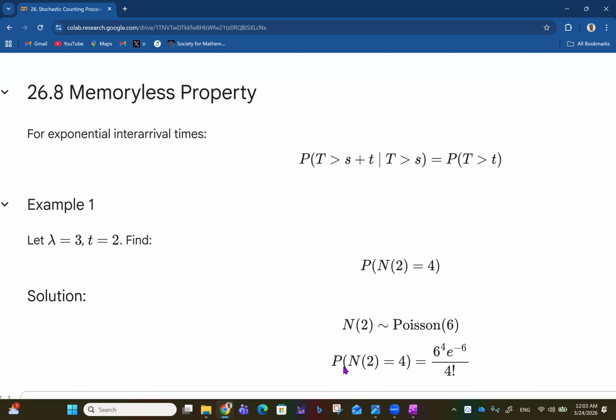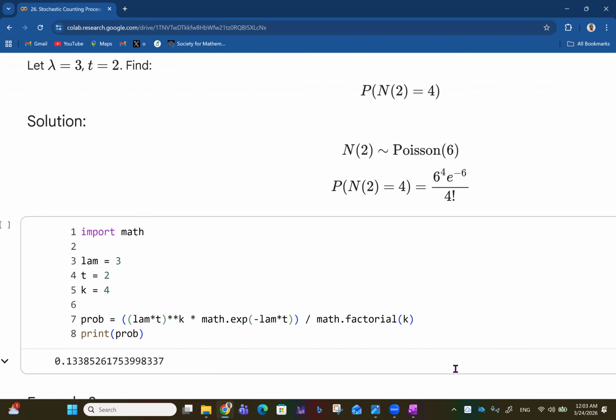So P of N of 2 equals 4 is 6 raised to power 4, that's lambda t raised to power k, times e raised to power minus 6, that's e raised to power minus lambda t, that's e raised to power minus 3 times 2, all over k factorial. So that's 4 factorial. And then, of course, you can always write your Python code to deal with that.